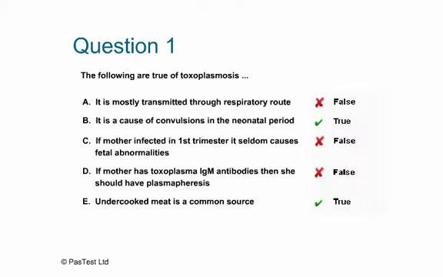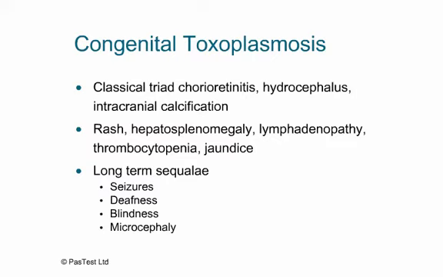Okay, congenital toxoplasmosis. It's a very difficult topic because it's not terribly common in this country, and until you've seen a case, it's always very difficult to try to remember facts about it. But it presents with a classical triad of chorioretinitis, which ophthalmologists tell us looks quite different to the CMV retinitis, hydrocephalus, and intracranial calcification. But remember that in 70 to 90% of babies, this condition is asymptomatic at birth.